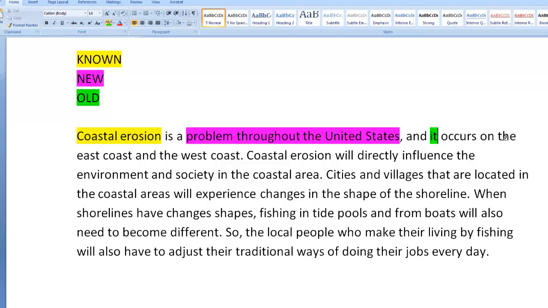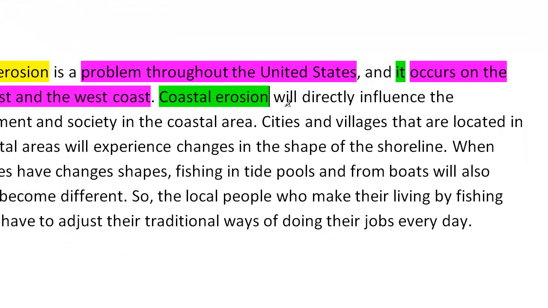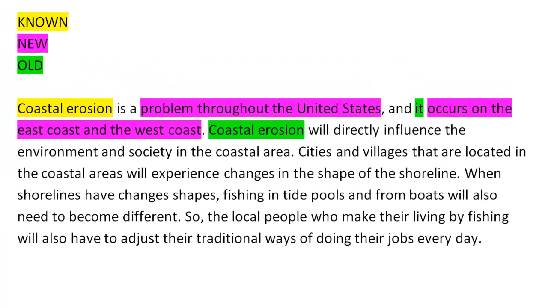And then the fact that it occurs on the East and West Coast, well, we did not know that. We knew that it occurred throughout the United States, but they're giving us something more specific here, and so that is a new piece of information. Okay? And then the next sentence starts with coastal erosion, and coastal erosion is our known, but since we only count it as the known when it's being established as shared information, and it's being repeated now, that means it is old information. And then they give us some more: will directly influence the environment and society, and that is new information about coastal erosion. We did not know that before.